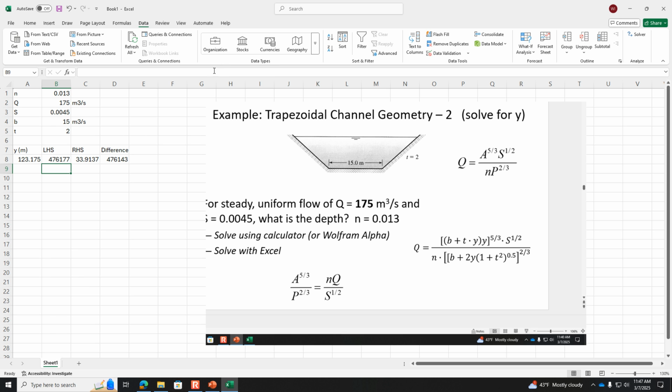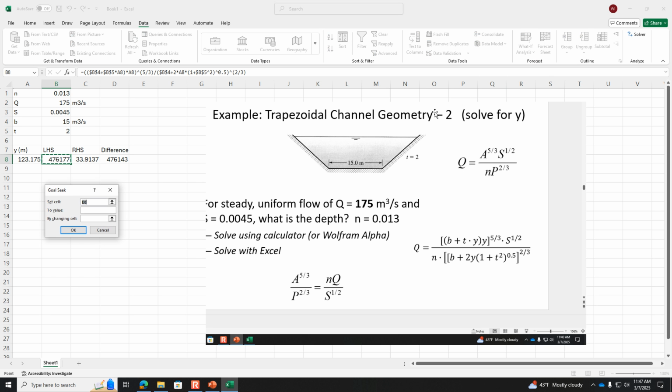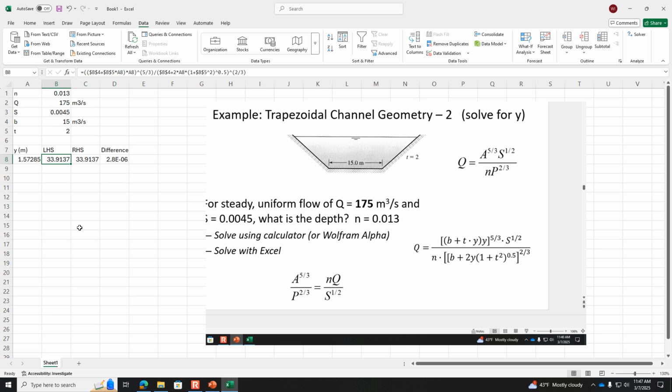All right, let's try goal seek again. So data, what if analysis, goal seek. Yeah, I'm glad you caught that. So our goal is we want the difference between the left-hand side and the right-hand side to be 0. And we're giving it permission to change the y value. There it is. That's what I'm looking for. 1.57 meters. Yeah. All right.